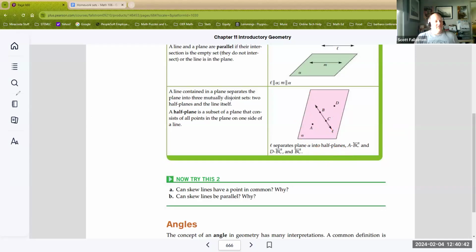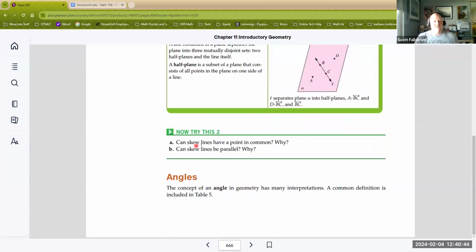All right. Good questions at the end. Skew lines have a point in common, can they? These are like always, sometimes, never, aren't they? Skew lines are parallel? Parallel lines have to be in the same plane. Skew lines cannot be in the same plane, so fail.